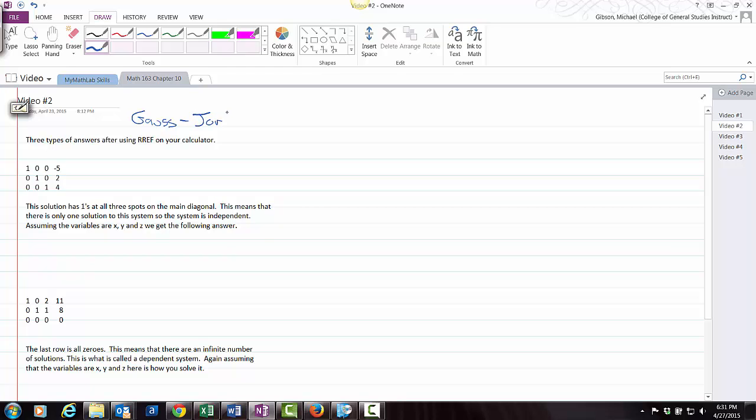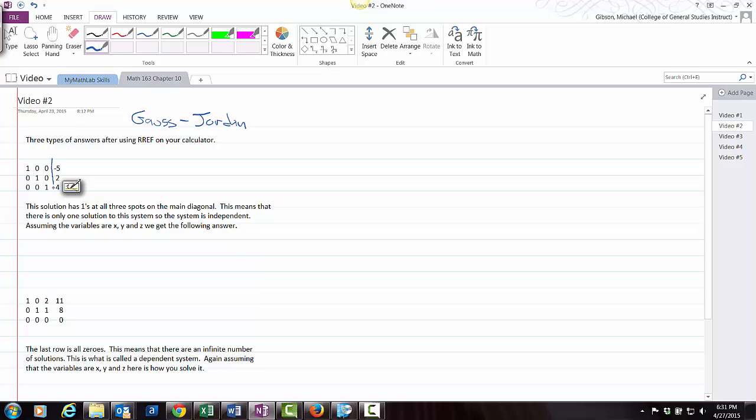You have input the system, you've taken the system, turned it into an augmented matrix, put it in the calculator, and used the RREF command. And what you get out looks like one of three things. So the first option looks something like this. Now, your calculator won't have the vertical line here, but I'm going to put that in. It makes it a little easier for us to follow what we're doing, okay?